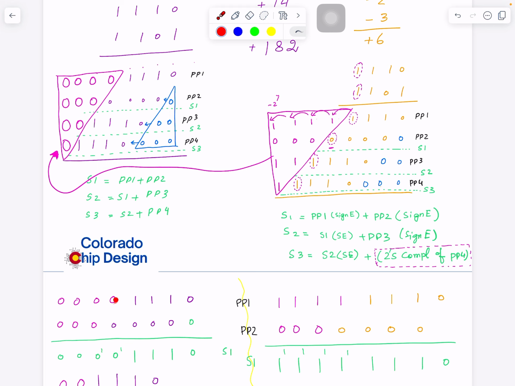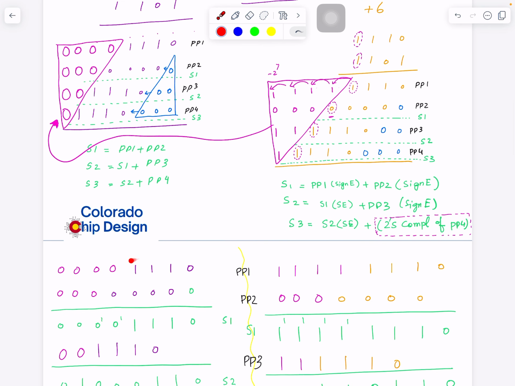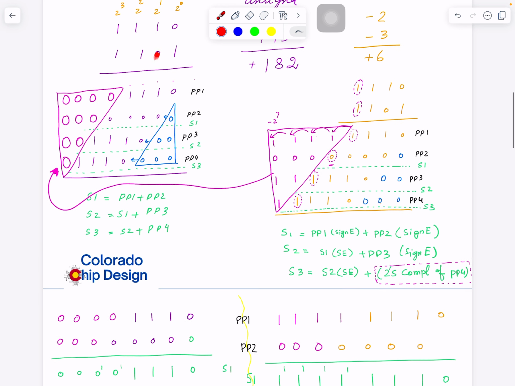These pink zeros that you see mean the number is only 4 bits, but in the final product we will have 8 bits. So since it's an unsigned number, we just put 0 there. We haven't extended this one. Partial product 2 is all 0 because the second number we are multiplying is 0. Anything multiplied with 0 is 0, so the whole thing becomes 0.